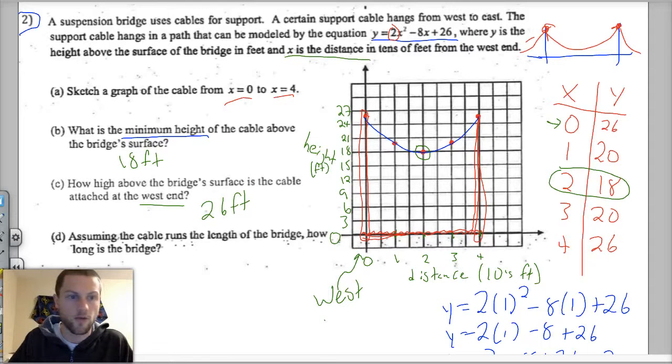Well, what's the distance from this point to this point? It is 1, 2, 3, 4 times 10 feet. So it is 40 feet.